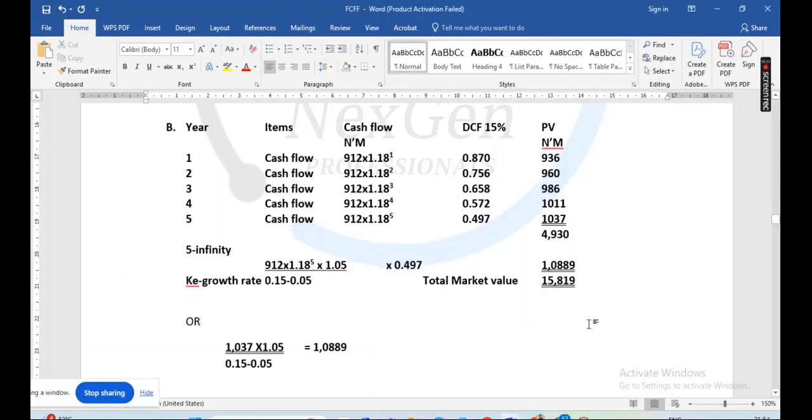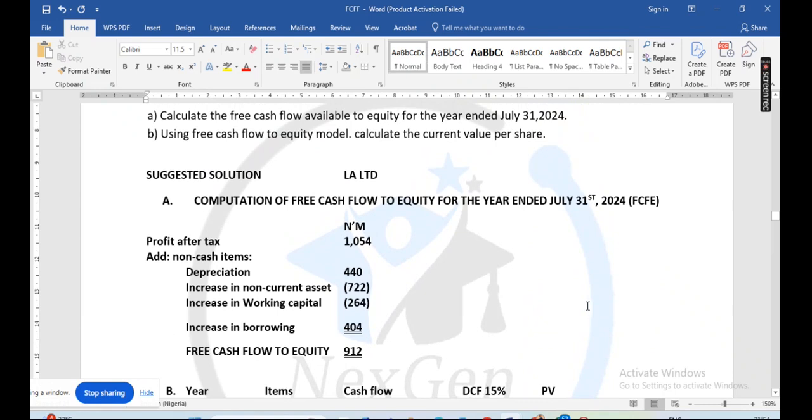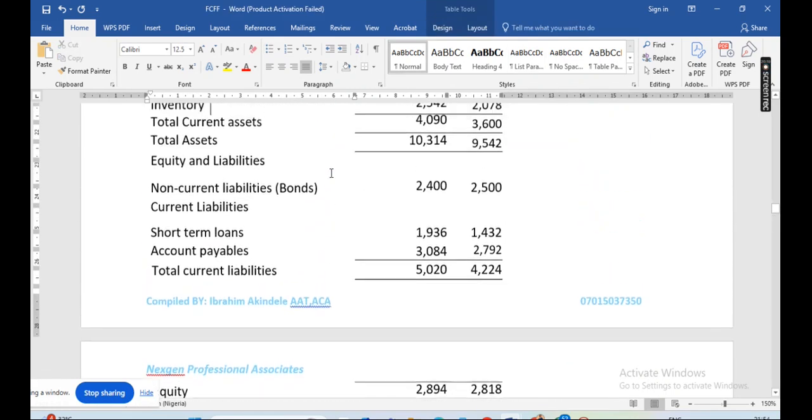We are good. So now the question, this is the market value. This is the current value of it. But the question says the current value per share. What this indicates is that we need to divide it by the number of shares, which is given to us as 600 million shares in issue. So we divide the total current value by the number of shares so that you get what? The current value per share.